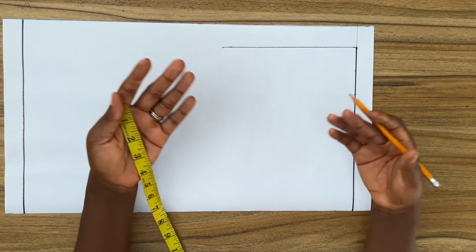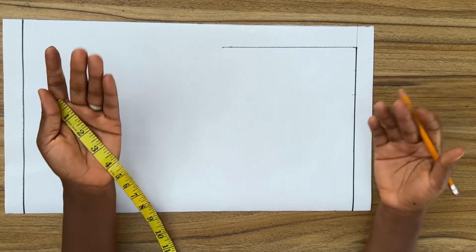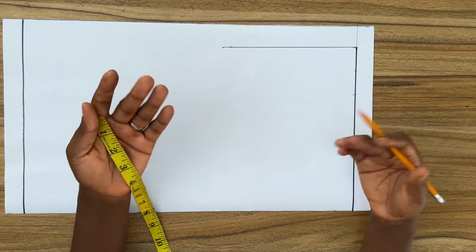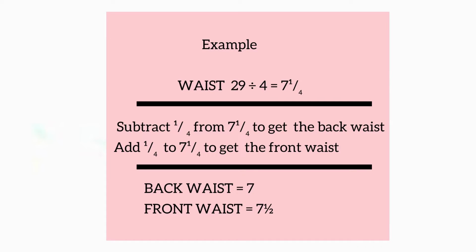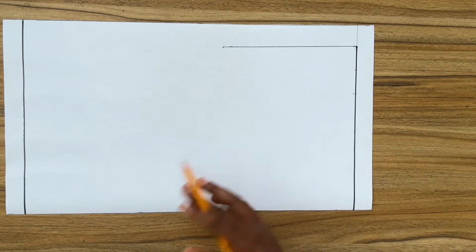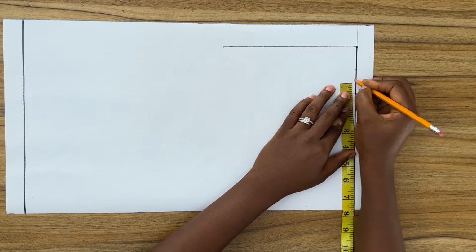So let's say my waist is 29. If I divide it into 4, that will give me 7.25. Okay, now for the back, I'm going to subtract 1/4 inch from that 7.25, and then that will give me 7. So I'm going to use 7 for my back waist measurement. While for my front waist measurement, I'm going to divide my waist into 4, then take that 1/4 inch I subtracted from the back and add it to the front. So that's what I usually like to do, okay? But you can go ahead and divide your waist circumference into 4. It's totally fine, which is here for me.